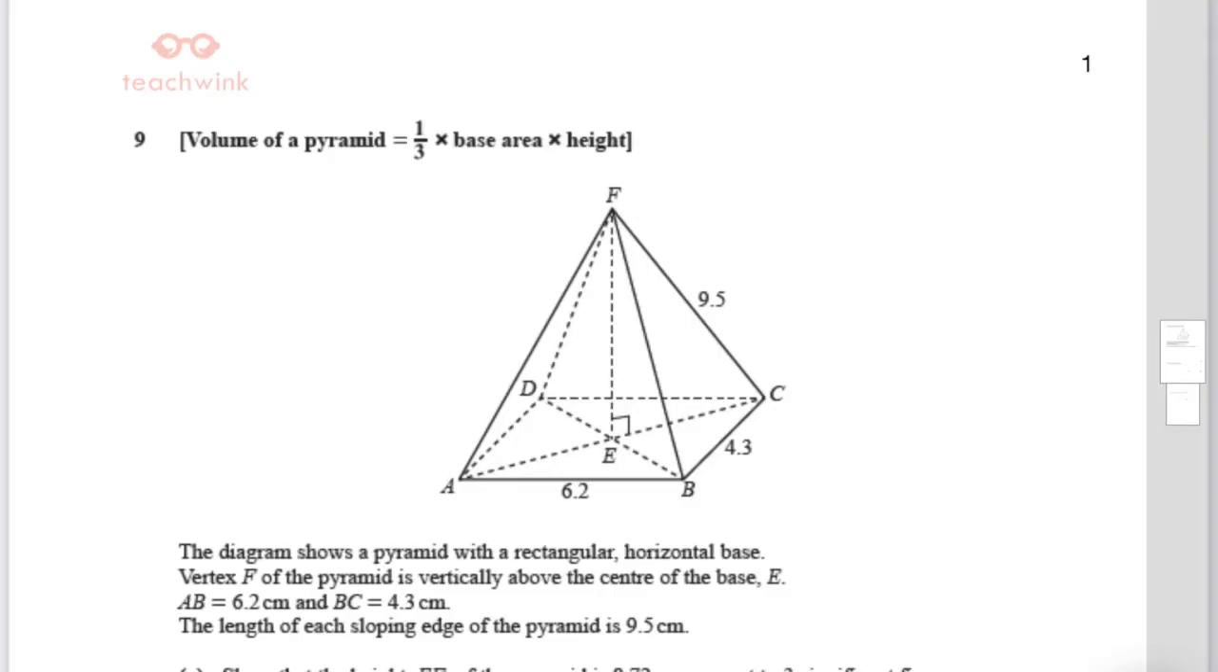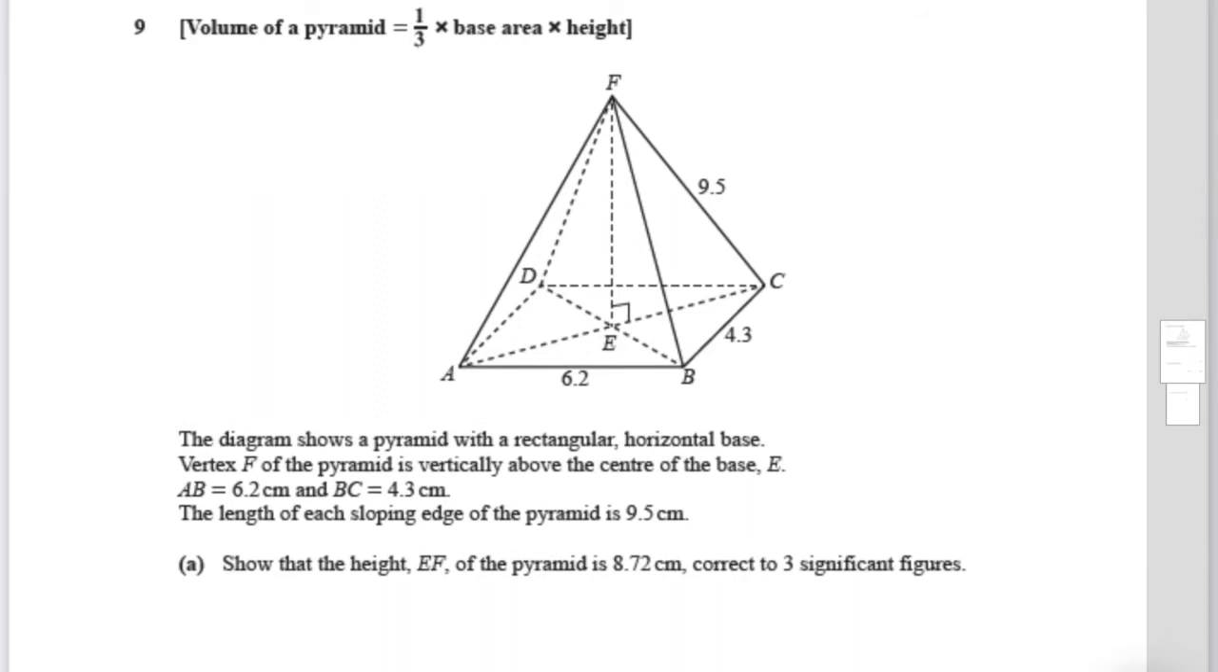So let's start. The question that we have in front of us has given us a rectangular pyramid. The diagram shows a pyramid with a rectangular horizontal base. Vertex F of the pyramid is vertically above the center of the base, E. AB is 6.2 centimeters and BC is 4.3 centimeters. The length of each sloping edge of the pyramid is 9.5 centimeters.